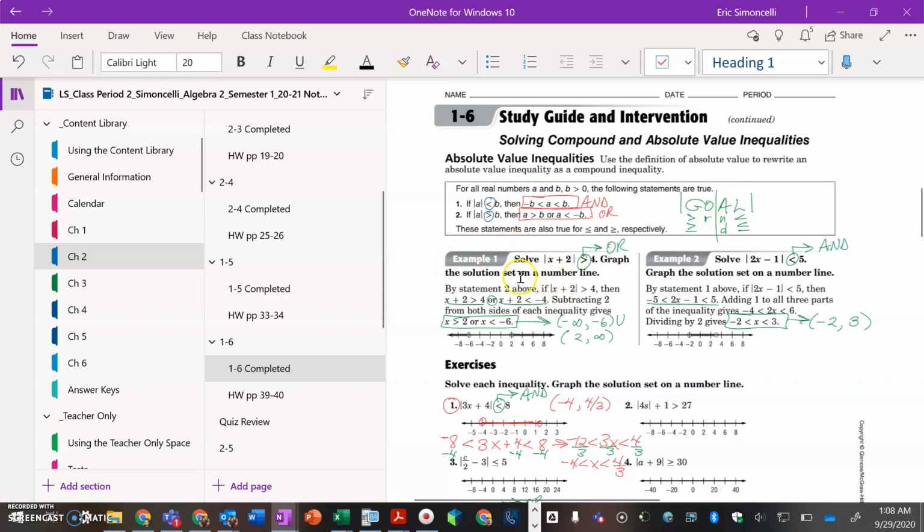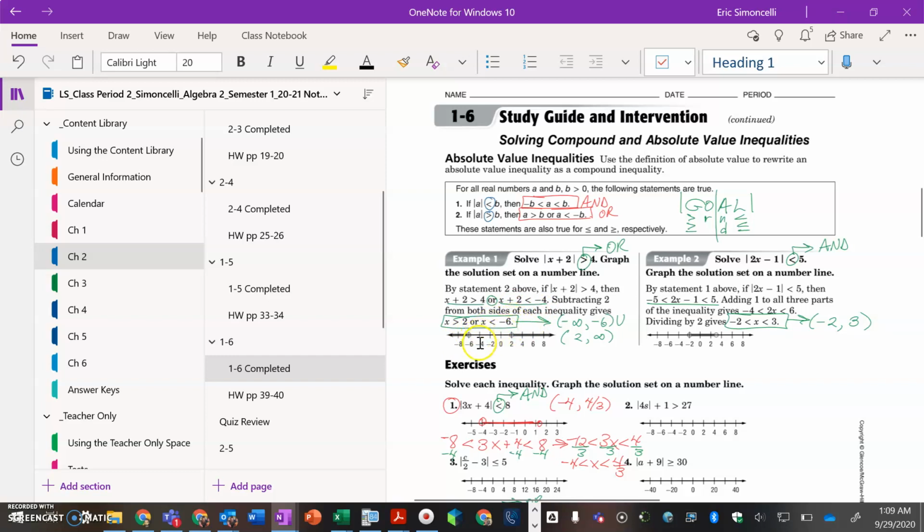Example 1, solve the absolute value of x plus 2 greater than 4. We know it's an OR statement by virtue of the inequality, so greater than, OR. To solve this, we can set up one inequality as such: x plus 2 is greater than 4, or x plus 2 is less than negative 4. So you flip the inequality and you switch the sign for the negative. To solve each, it's pretty straightforward. We'll subtract 2 to get x is greater than 2. And on this one, we'll subtract 2 to get x is less than negative 6.